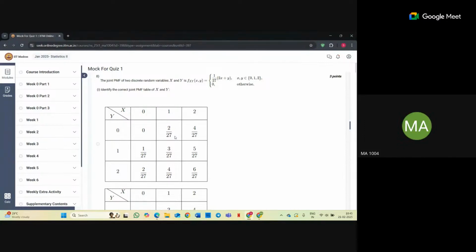Okay, so basically you have to find out the joint PMF, right? And you have been given the joint PMF, the function, which is 1 by 26 into 2x plus 5, right? So in this you have to put the values of x and y. So what is the function when x equals 0 and y equals 0? We would put 0 in place of x and 0 in place of y. So you would get 0 by 27, which is 0. Oh, okay. So it was so basic. So we just need to put 0, 1, 2 values into x and y. Correct. Fine.